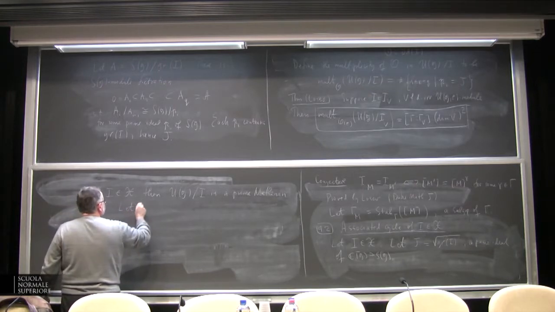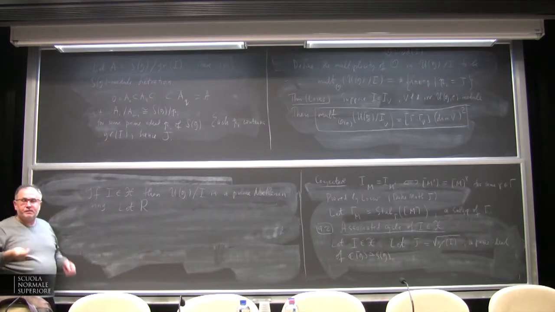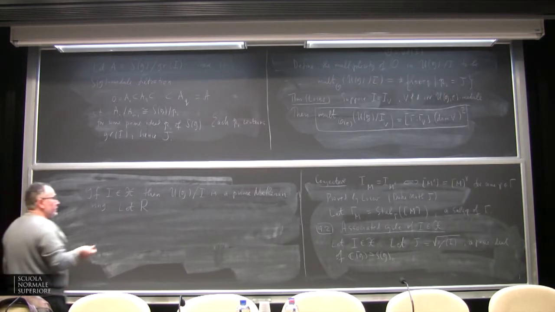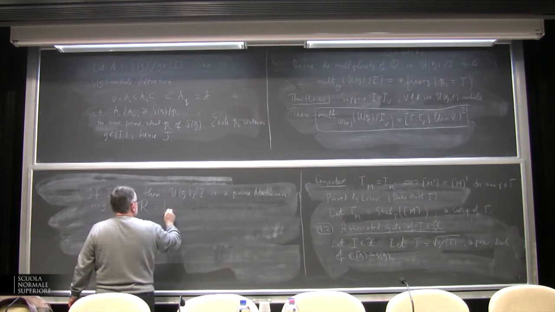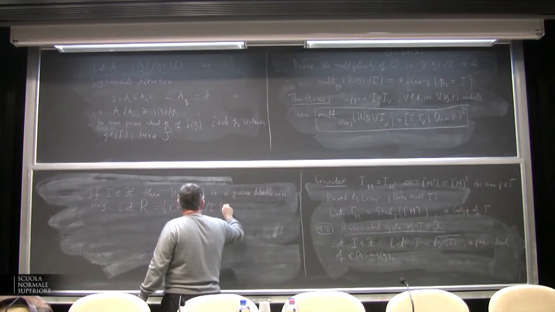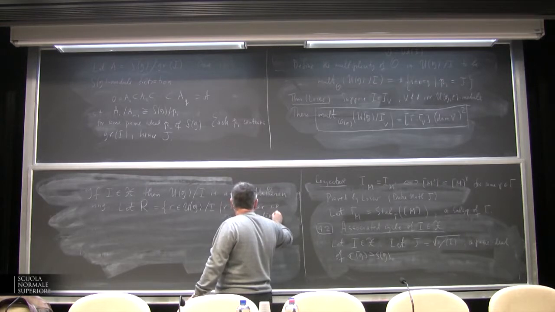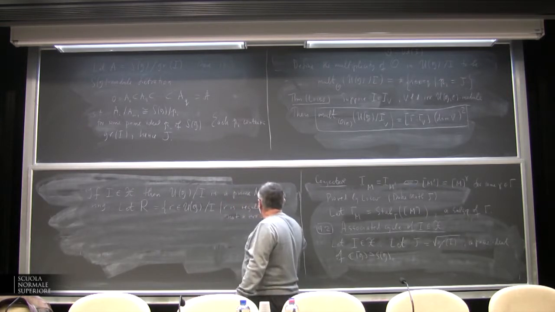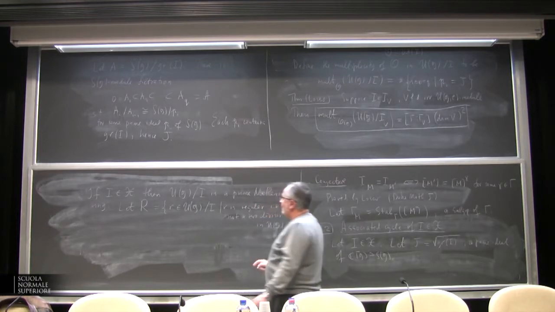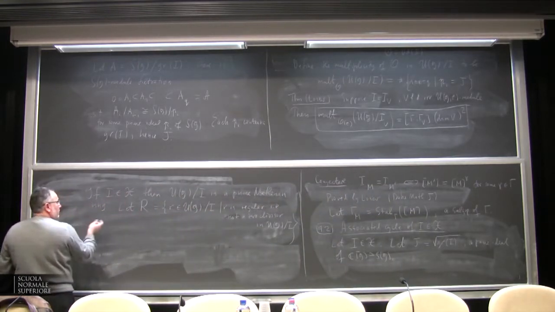So let R be the set of all regular elements of the primitive quotient, which in Noetherian ring theory means non-zero divisors. So let R be the set of all r in U of G mod I such that r is regular, that means a non-zero divisor, that means not a zero divisor in the quotient. And this set, by Goldie's theorem, satisfies the left and right Ore conditions.